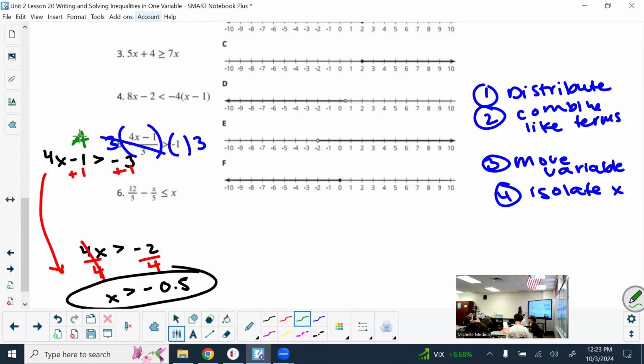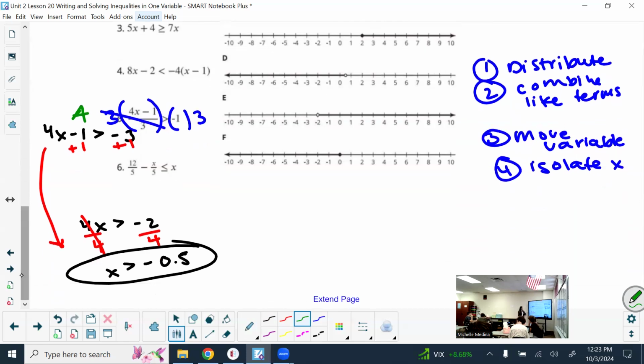Okay, let's do one more because again, I'm trying to pick ones that look like what you'll see on the test. So we need to get those ones out of the way. We're going to do number 6 next. So think about it yourself. Don't say it out loud yet. Think about what you would do as the first step in solving this one.